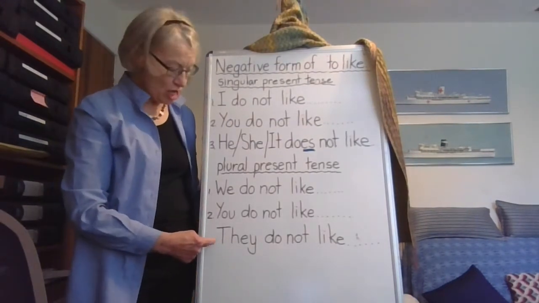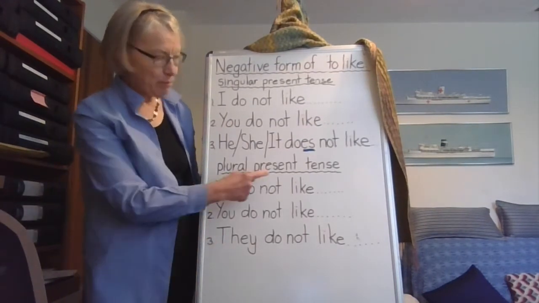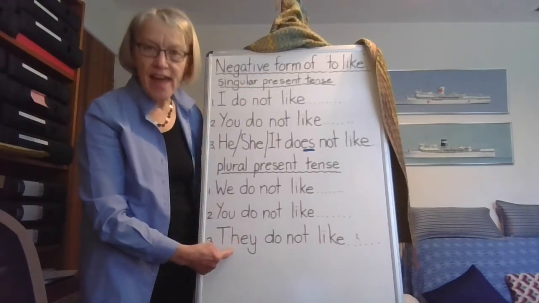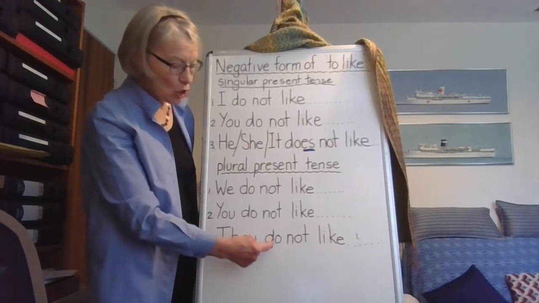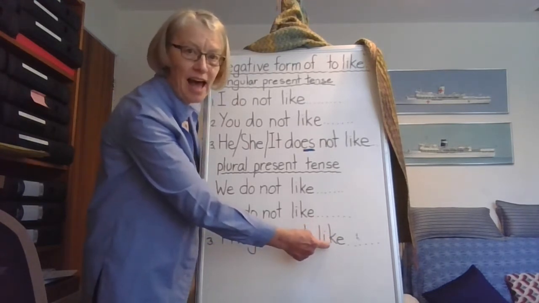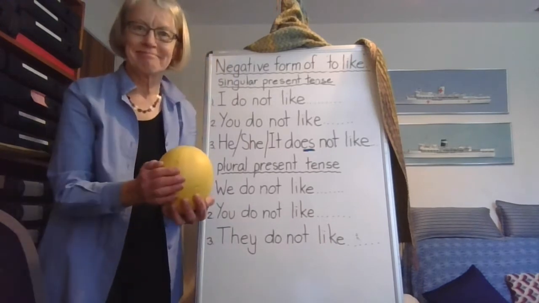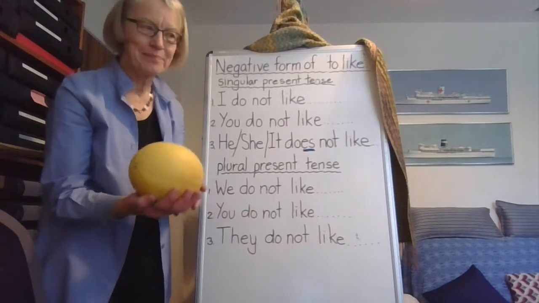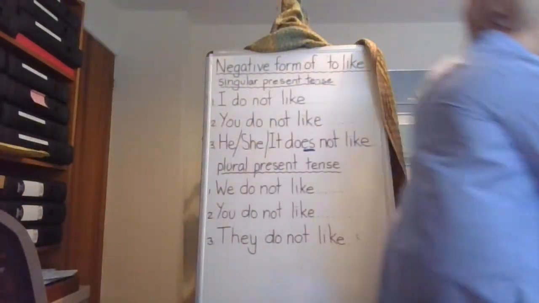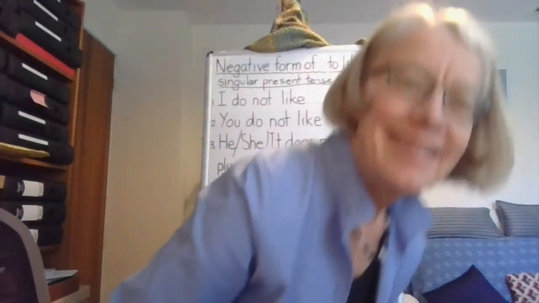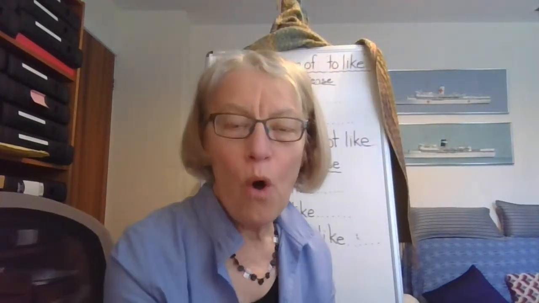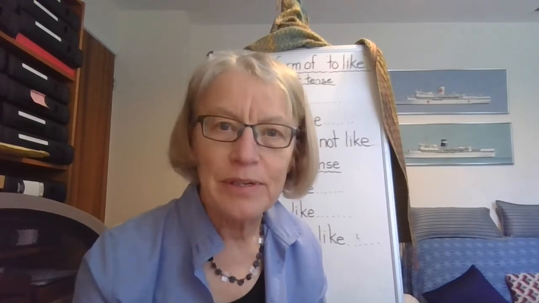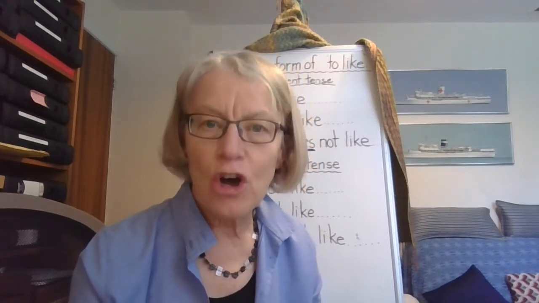And the third person plural in the present tense of negative of to like is they. They do not like melon. That's a melon. So all those things we've been talking about are things. They are nouns that are not liked.